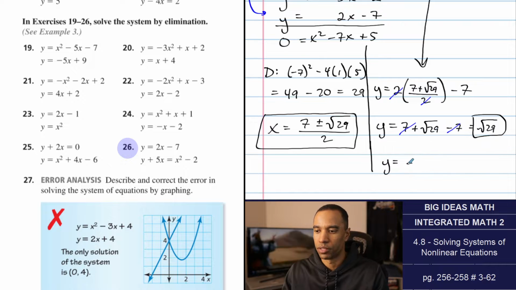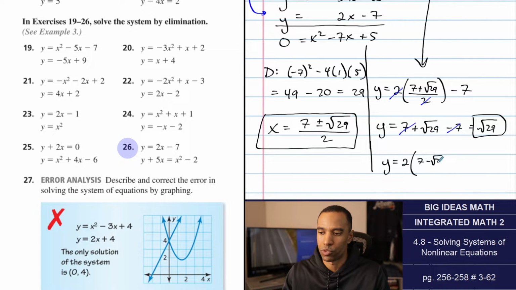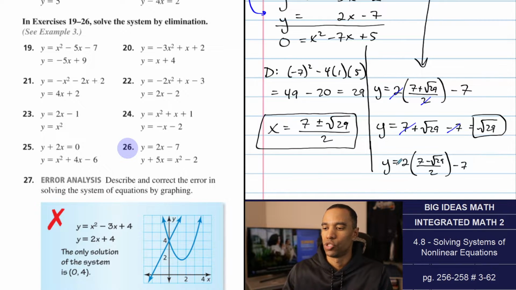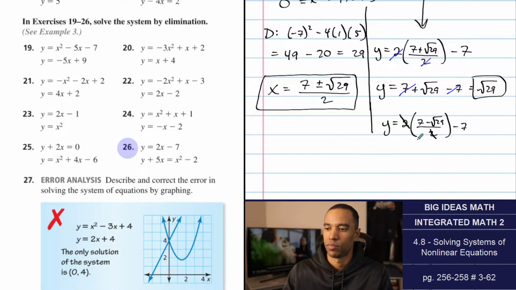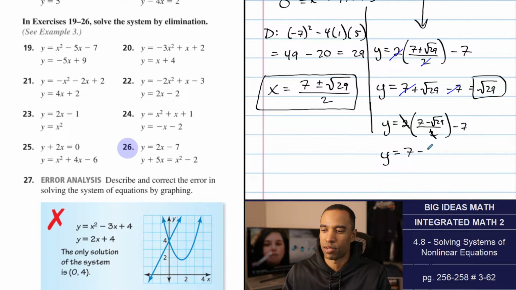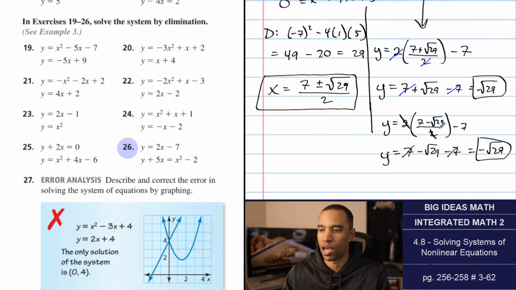I think I've got to show the work. Maybe you're like, I don't know how you did it. 2 times 7 minus root 29 over 2, and then minus 7. 2 divided by 2 is still 1. So you have y equals 7 minus root 29 minus 7. The 7's are gone. You have negative root 29. At least now we can see which one we plugged in.